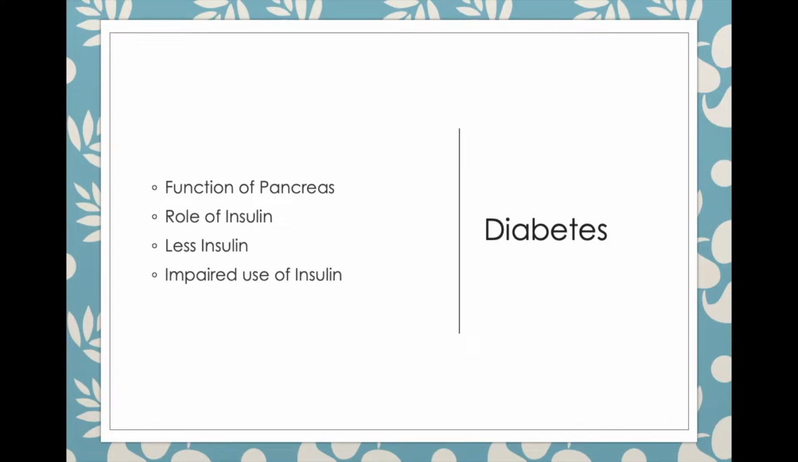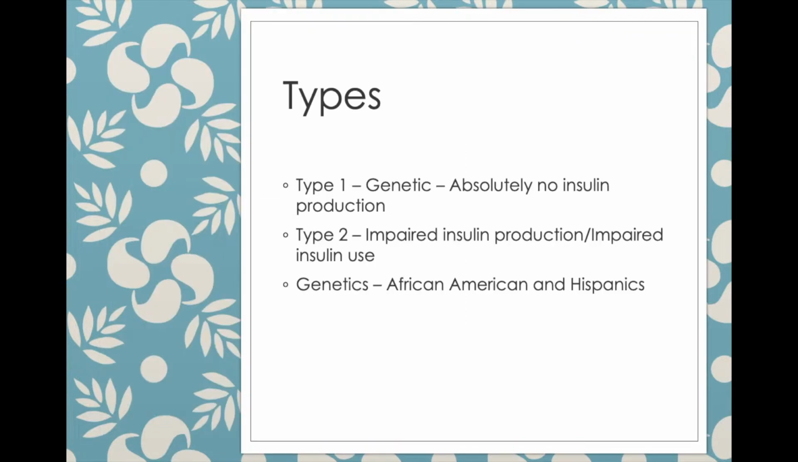So, diabetes has to do either with the function of the pancreas, the role of the insulin in the body, that the patient is either not making enough insulin or it's just not being recognized in the body. So, either they have less insulin or impaired use of insulin. We have two types of diabetes. We have type 1 and type 2. Usually type 1 is genetic, seen mostly in African Americans and Hispanics.